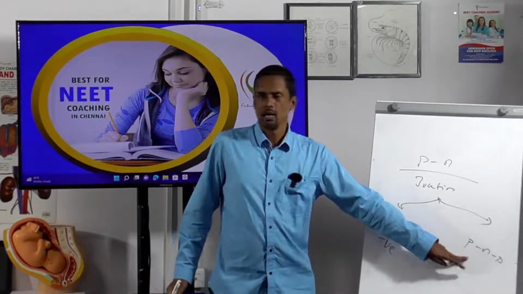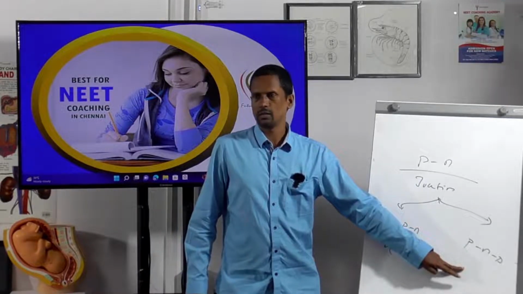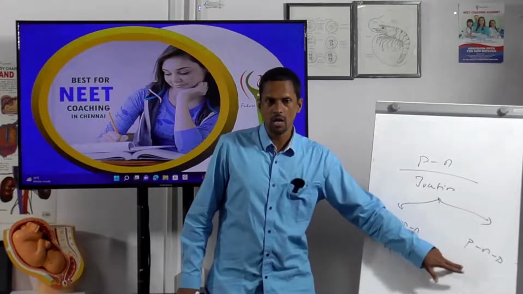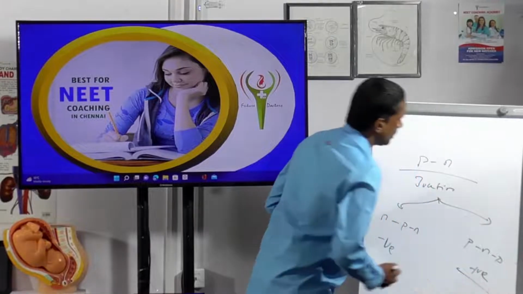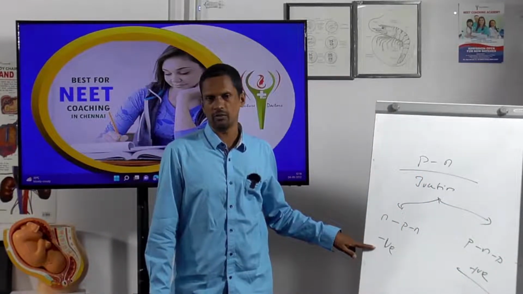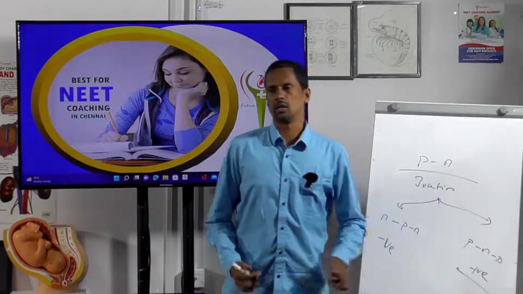Here dominant is P. Hole. Dominant is P means dominant is hole. So in the N junction the dominant charge is negative, and in the P junction the dominant charge is positive.